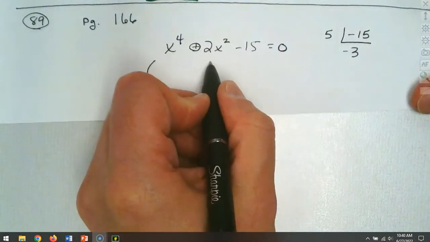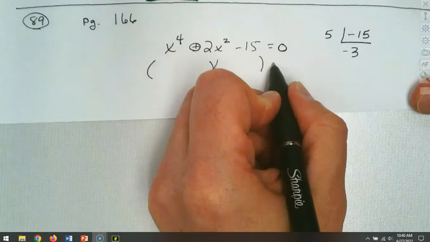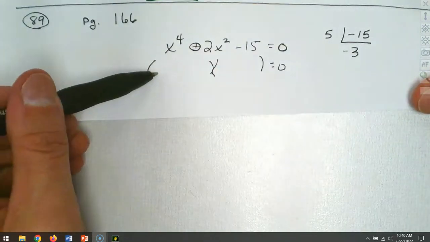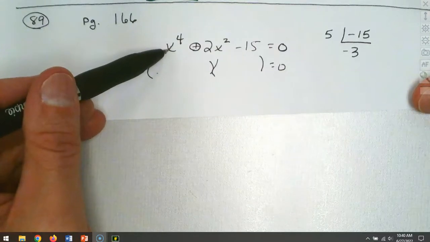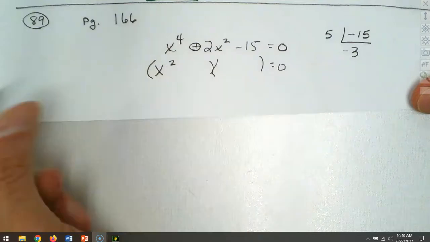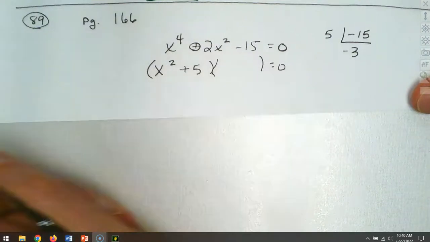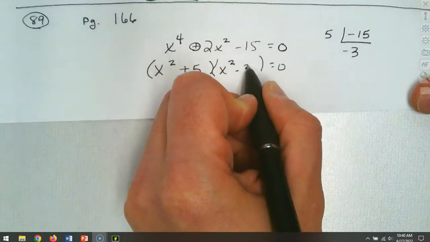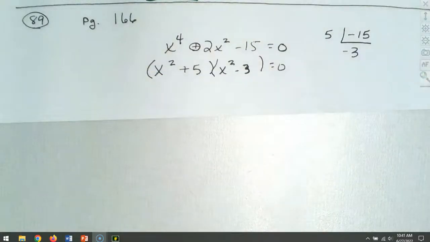Now, the only difference when we go to factor this is that instead of it being an x down here, it's going to be an x squared, because we split this x to the fourth in half. So that's going to be x squared plus 5 and x squared minus 3. That's our only difference because it was an x to the fourth. So when we factor it, it becomes an x squared.